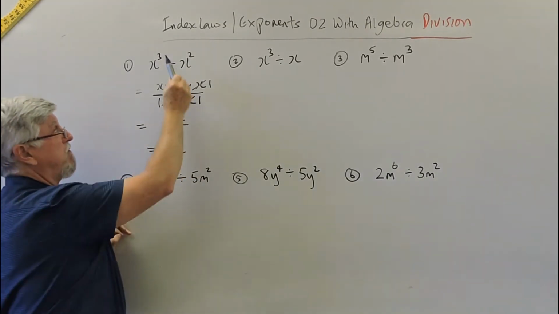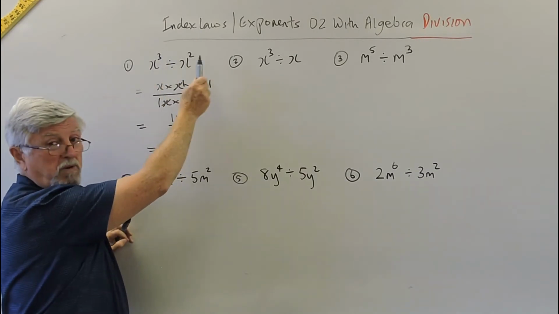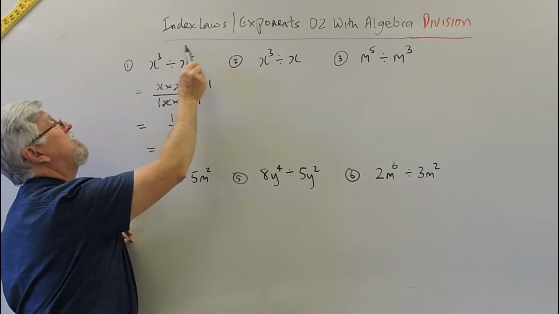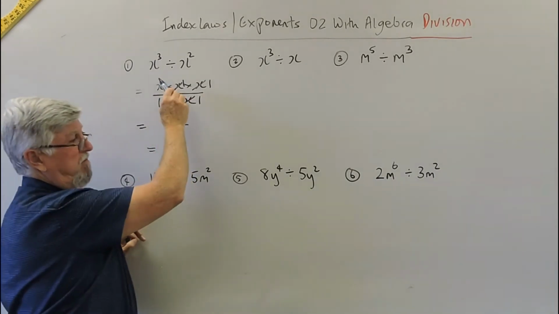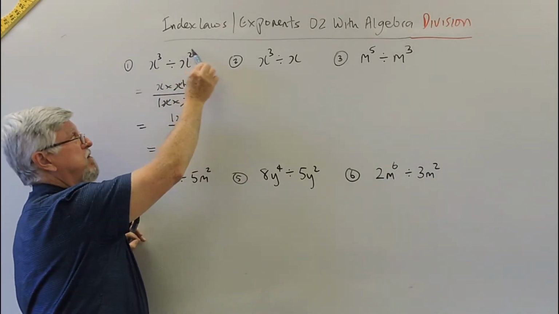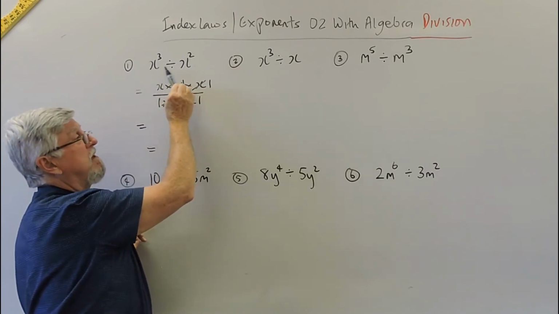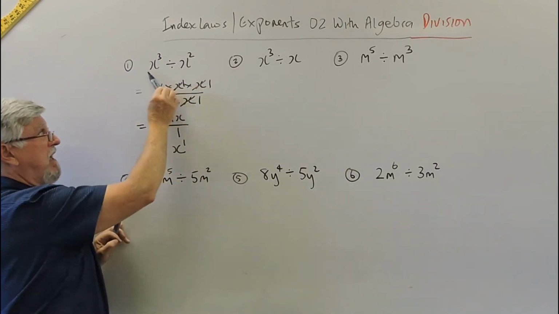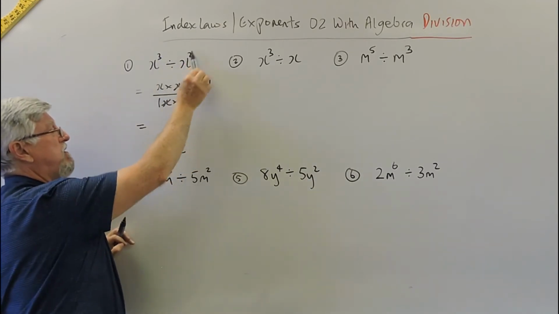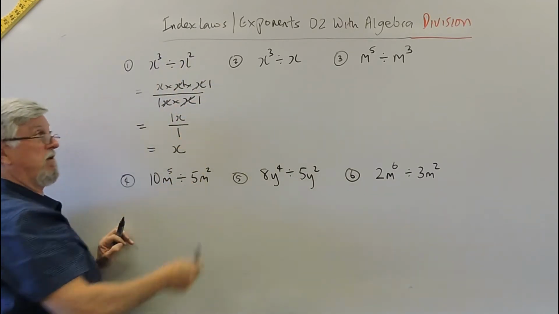Let's have a look what happens to these little numbers up here, the exponents, the powers. 3 take 2 is 1. So when you're dividing with index laws, you can subtract the powers, and again, the bases stay the same. So the x's stay as x, and the 3 take 2 is 1. We don't have to write that 1 there.